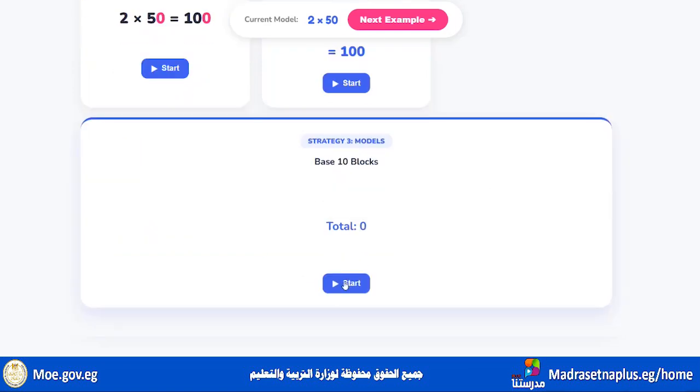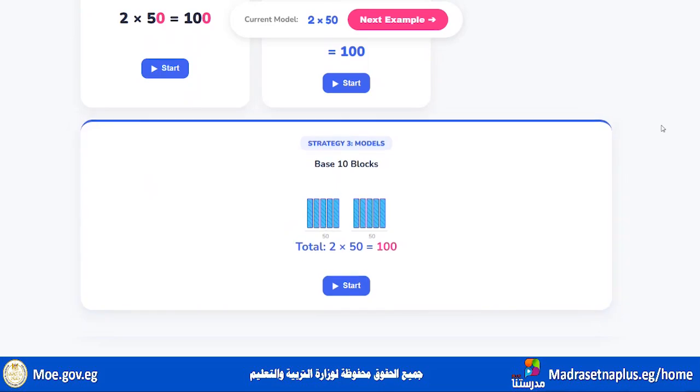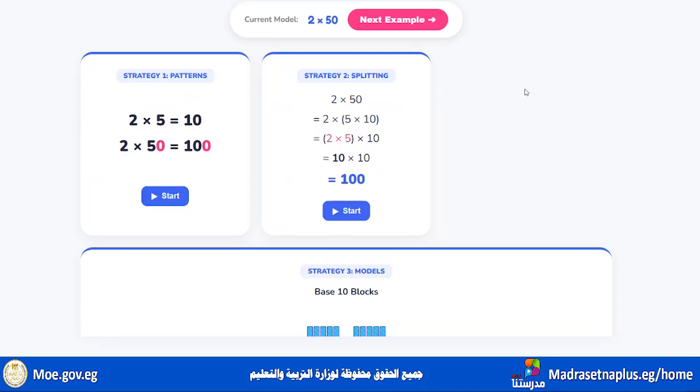What about blocks? We have 2 groups. Each one consists of 50. So 50 and 50 equals 100. This is the standard of our session today: how to times any number by multiples of 10. Okay?